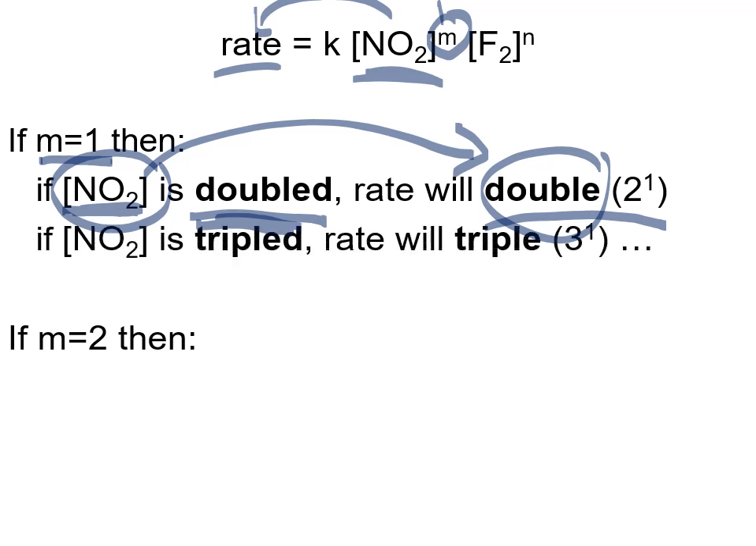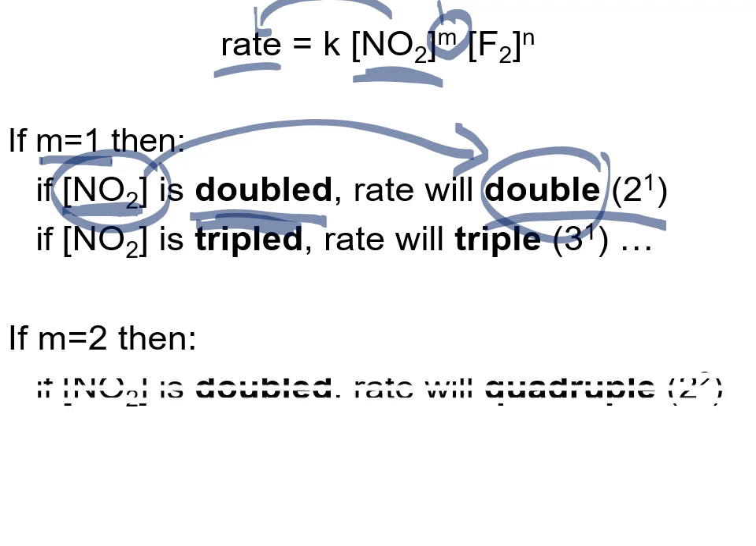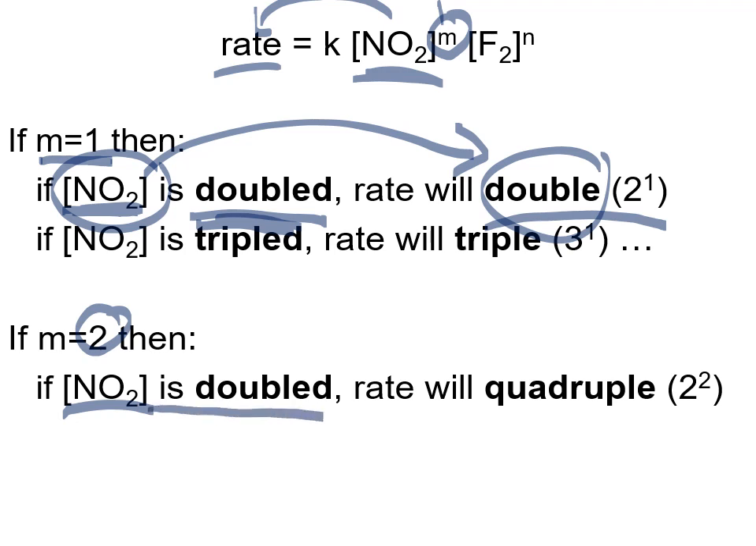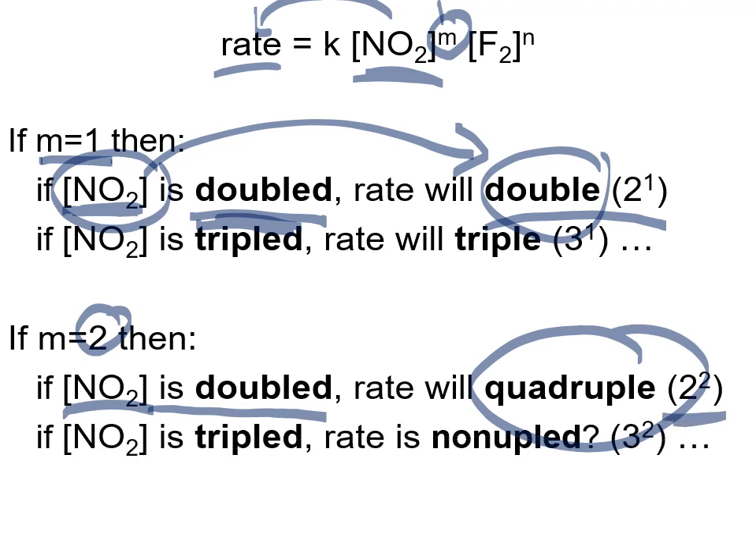However, if M is equal to 2, let's do this. If NO2 is tripled, the rate is tripled. So if you double it, the rate will double. If you triple it, the rate will triple. If M is equal to 2, though, you're seeing an exponential effect on the rate. And so if you had M equaling 2, so the exponent is 2 on the concentration of NO2, then if you doubled the NO2, you wouldn't see a doubling in rate. You'd see a quadrupling in the rate because it's an exponential relationship. If it was tripled, because it is exponential, it would be nonupled, if that's a word.